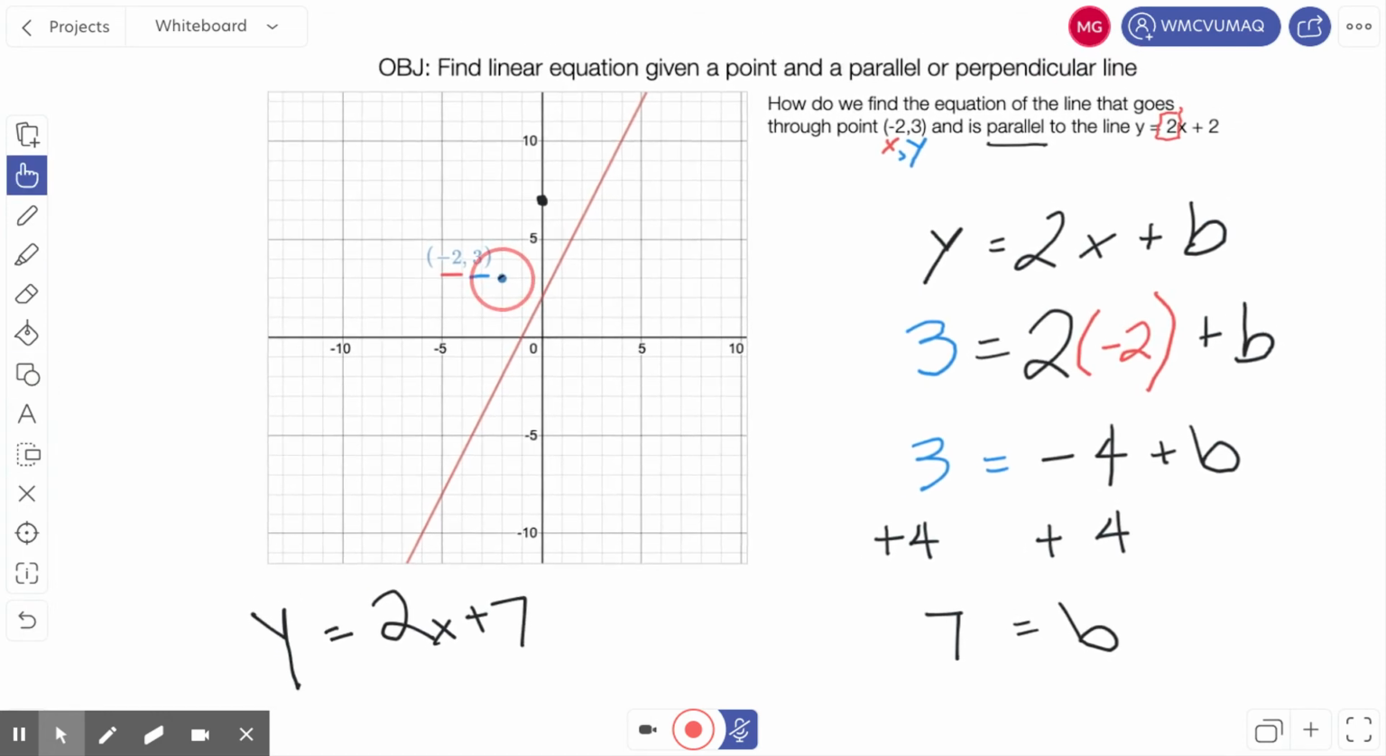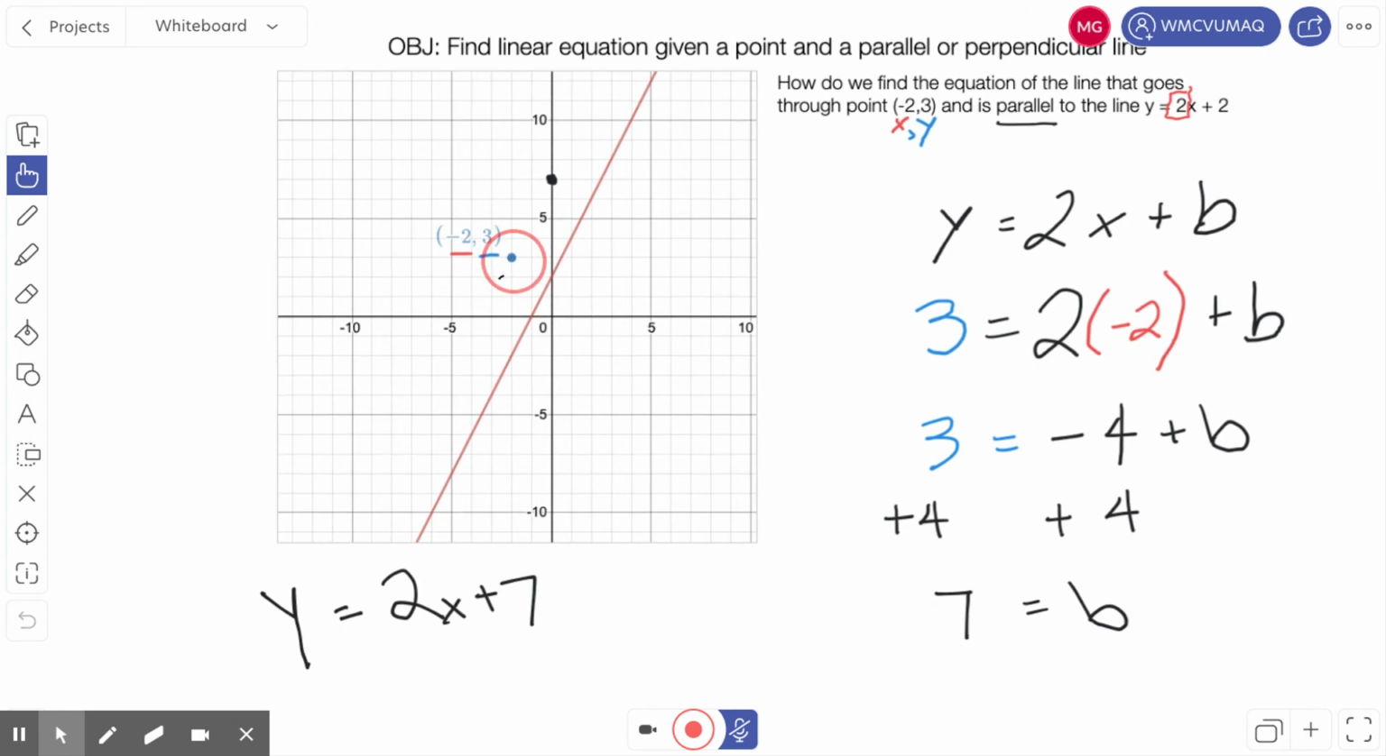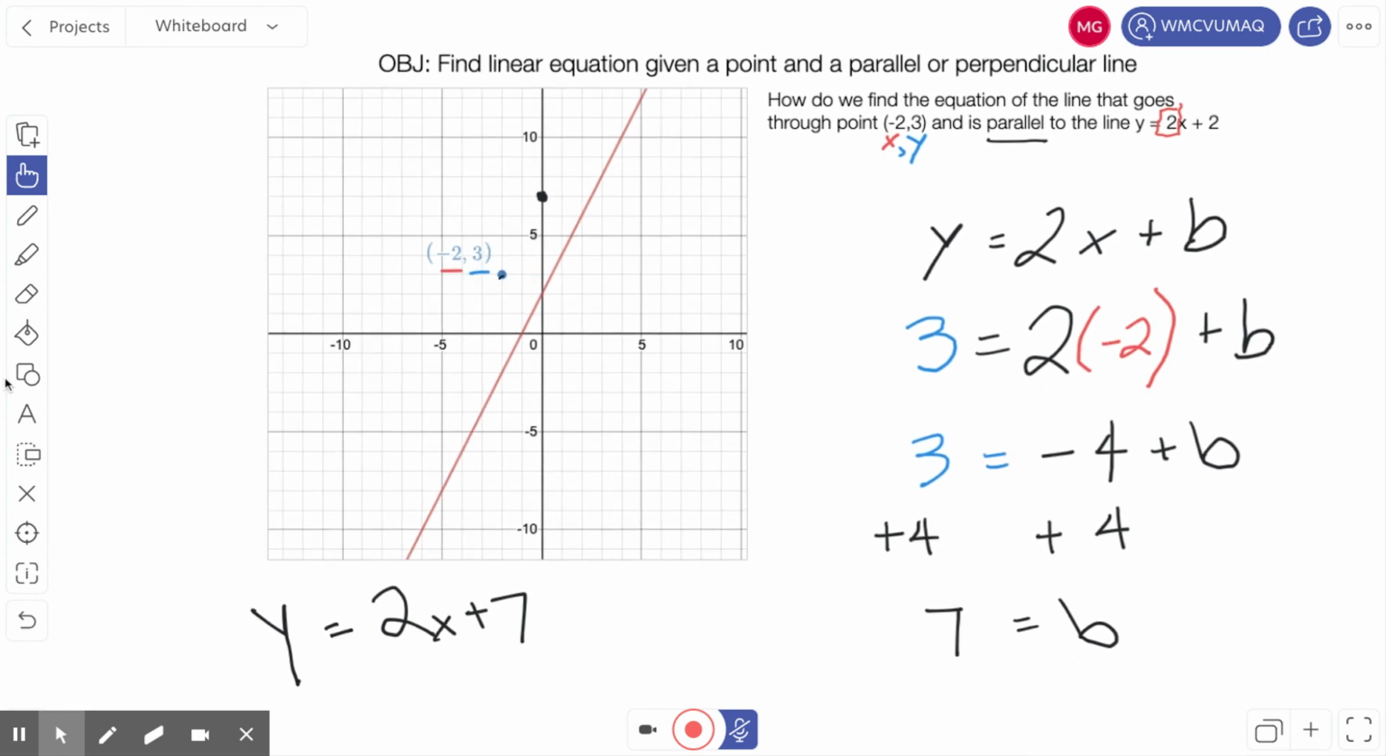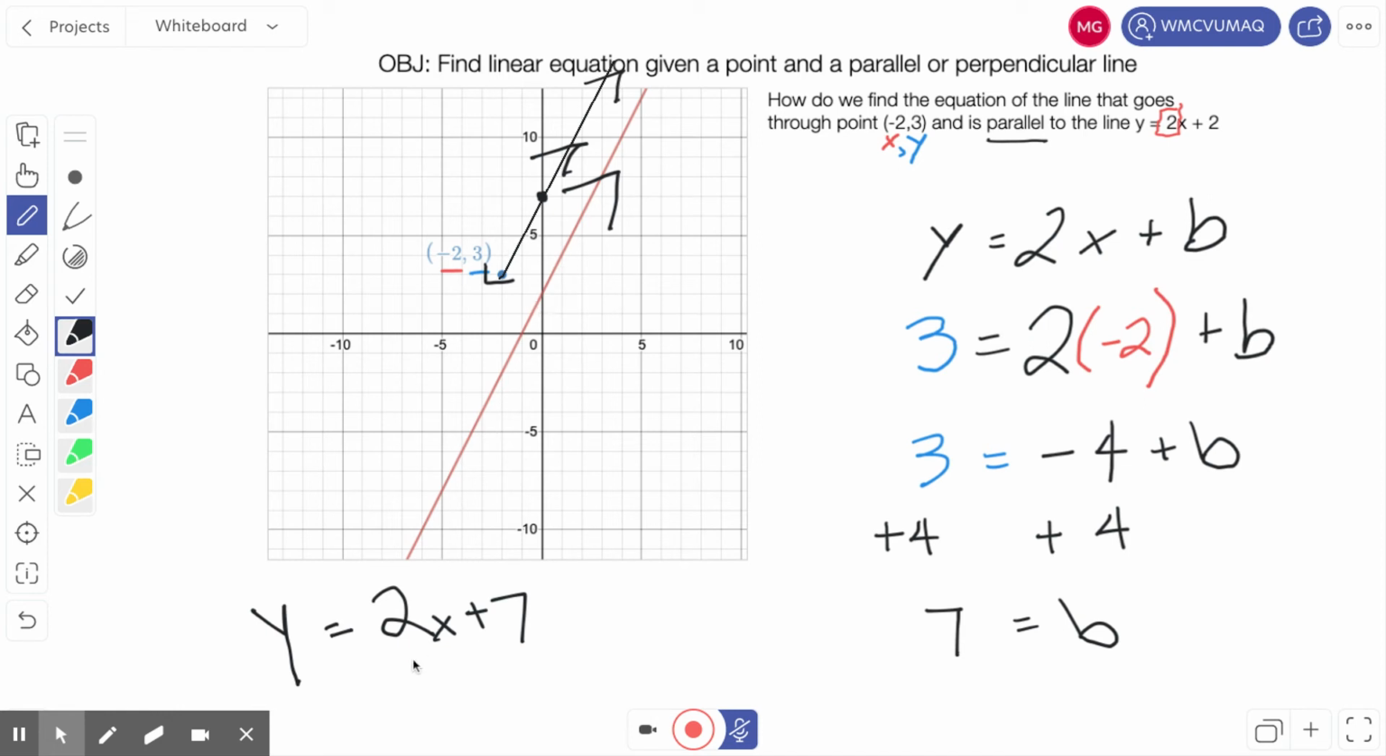Oops. Let's try that again. Point starting here. It goes through this line. Just keep it going. And these look parallel. Let me just put an arrow on that to show that it goes on forever. They look parallel. They have the same slope, slope of 2. They are parallel lines. Excellent.